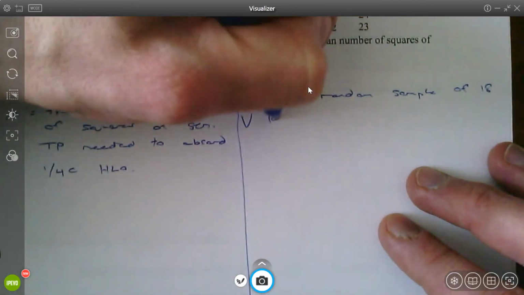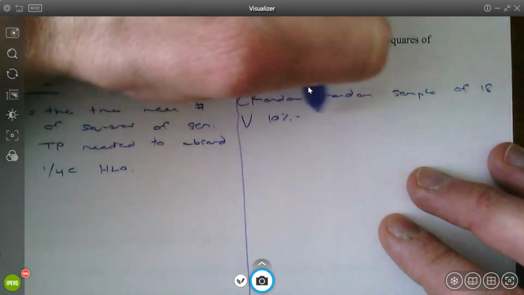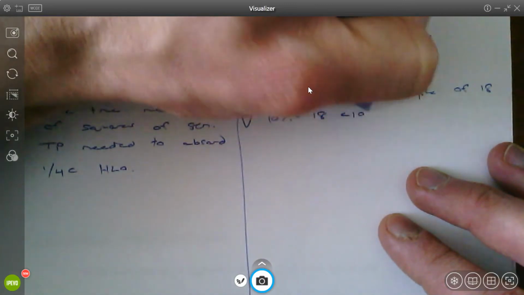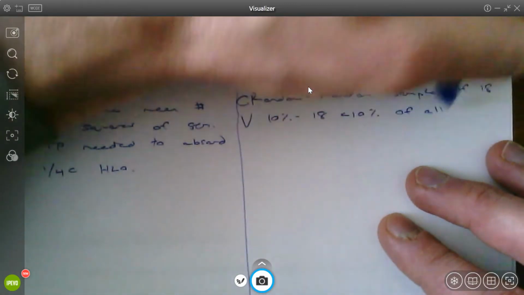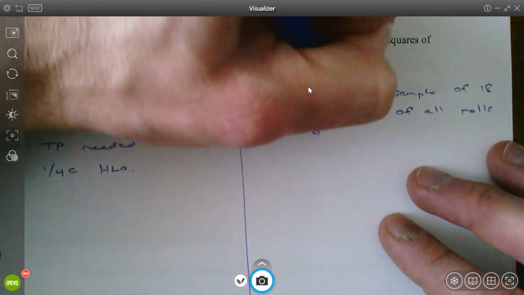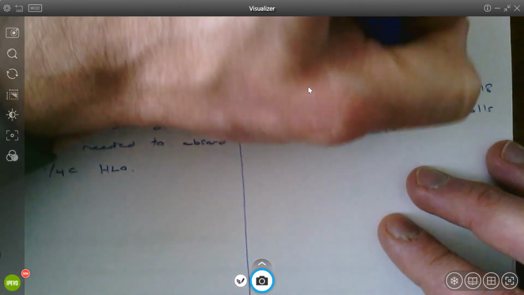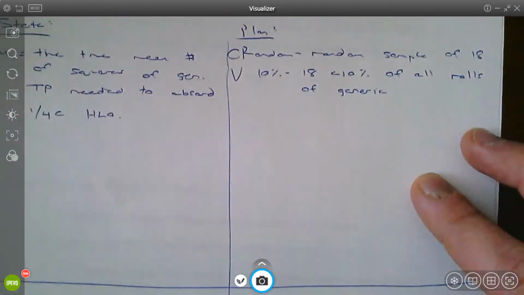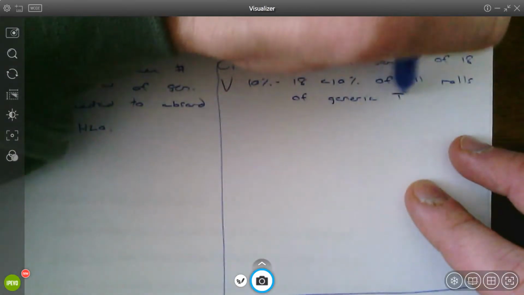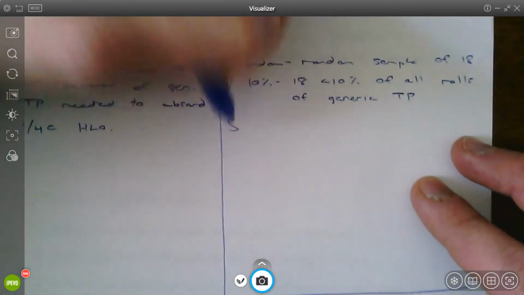Variability, 10% condition. 18 is less than 10% of all rolls of generic. All right, so the 10% condition is met. We're going to go on to shape.